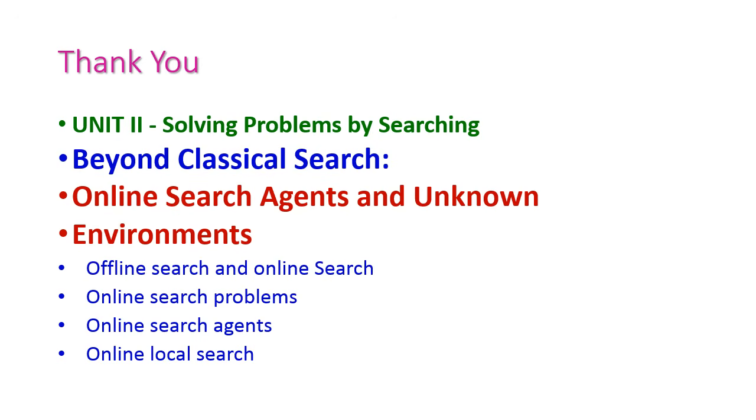So far we have seen online search agents in unknown environments from the second unit, and this is the last topic of this unit. You can expect this as a 5 mark question or 10 mark question. From this topic we have seen the difference between offline search and online search, online search problems, online search agents and online local search. For more information please go through your textbook, and from the next class we will start our third unit. Thank you.